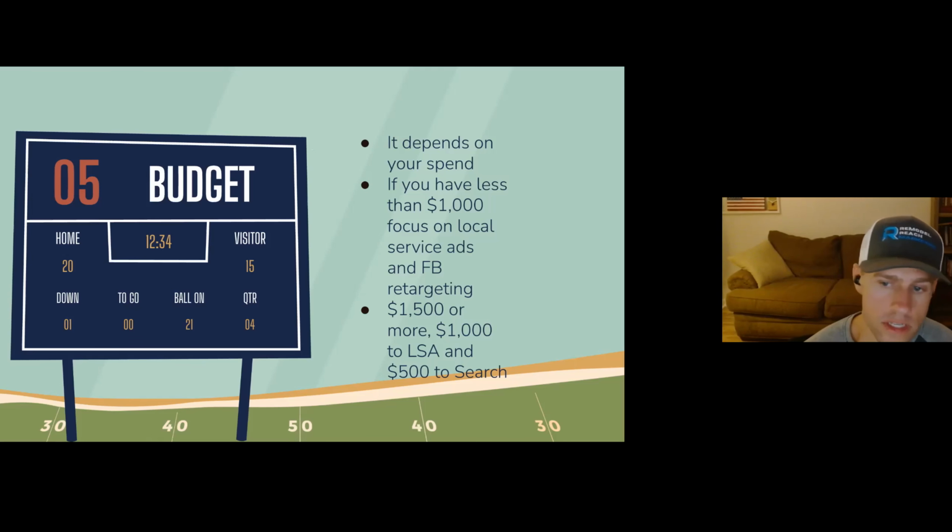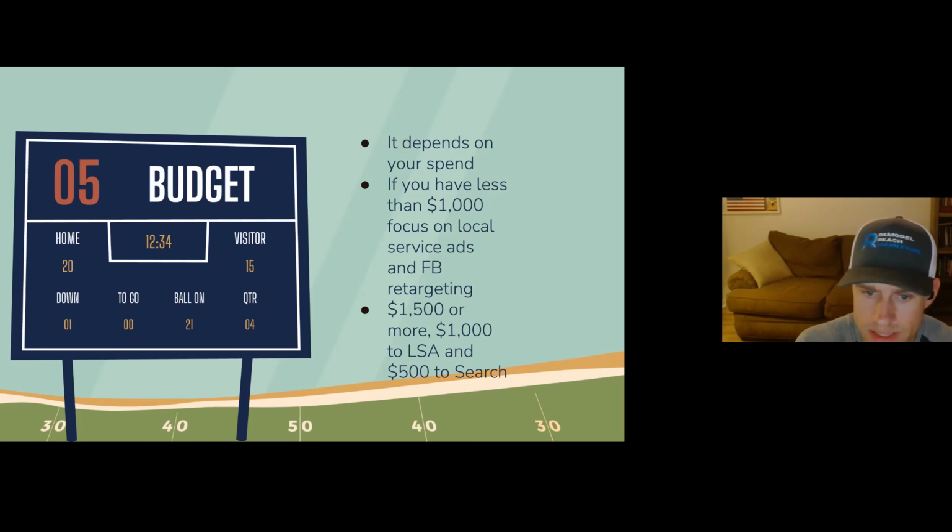Now, if you have $1,500 or more, then obviously you're going to split this up. So I would do something like $1,000 on local service ads, then $500 to the search ads, and then $40 a month to the Facebook retargeting ads. But with all of this, you need to make sure that you're tracking it and seeing which one is performing the best for you and for your market. That way you can adjust, okay?